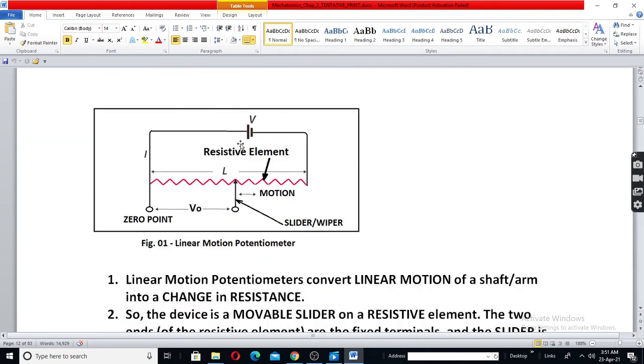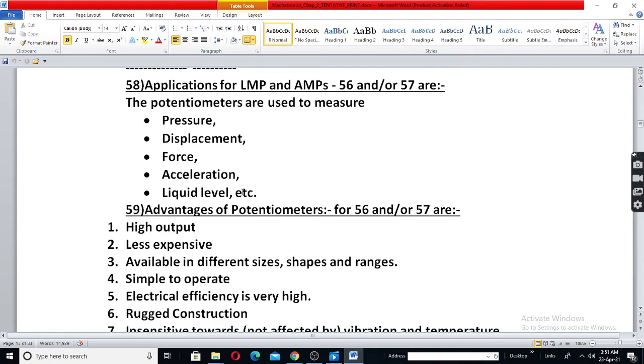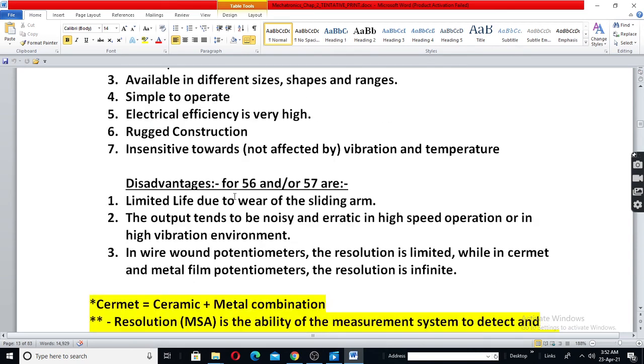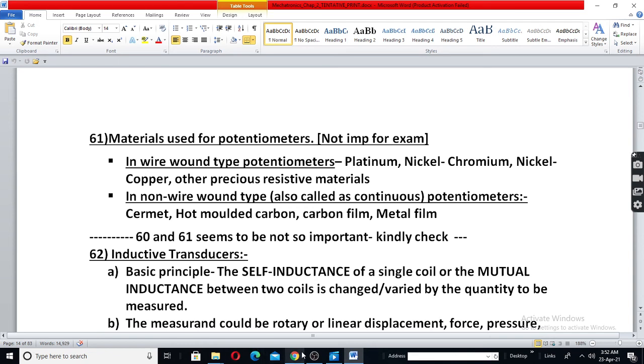Here see, the reference voltage is applied across the whole length of the resistance wire or resistance element. One point, say zero or positive, is taken as a reference point, and the output is taken between the reference and the moving wiper or moving slider. So they can be used to measure all these things. So this is the resistive transducer.